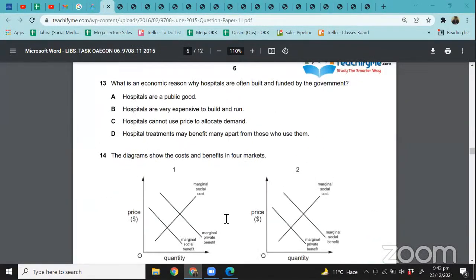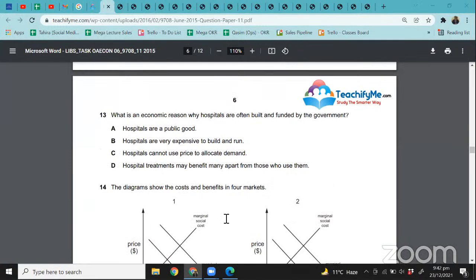Okay. What is an economic reason why hospitals are often built and funded by the government? Hospitals are a public good. Hospitals are very expensive to build and run. Hospitals cannot use price to allocate demand. Hospital treatments may benefit many apart from those who use them.